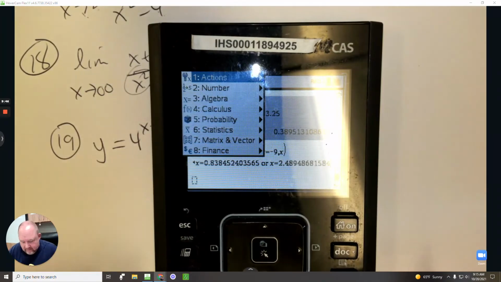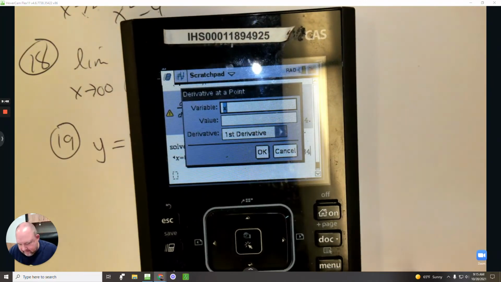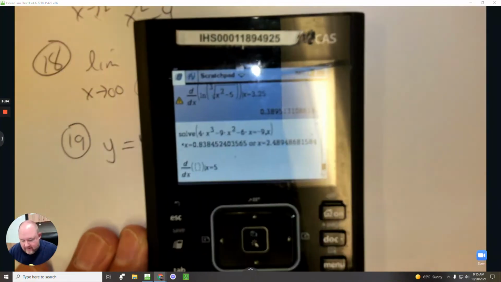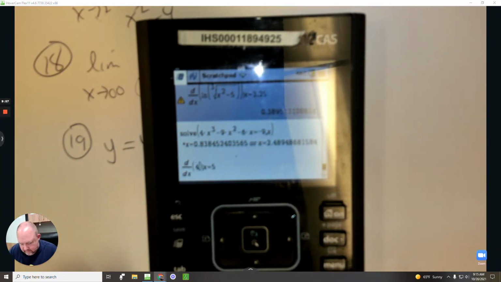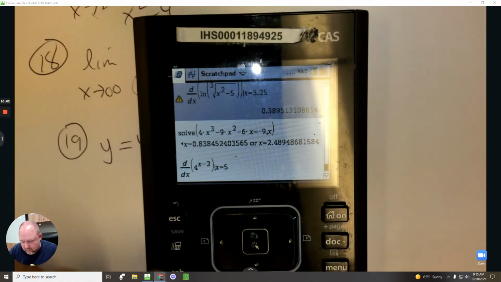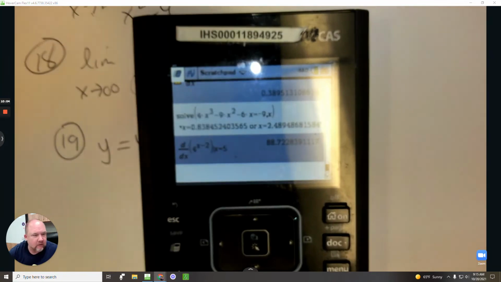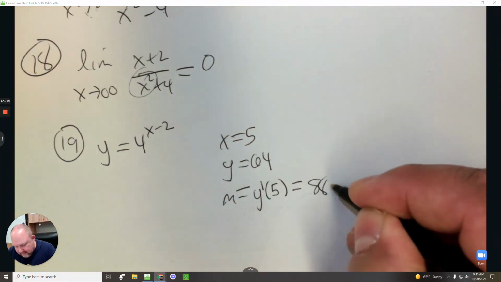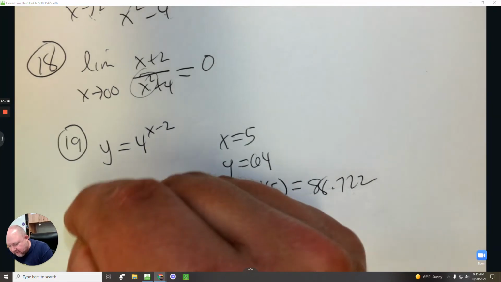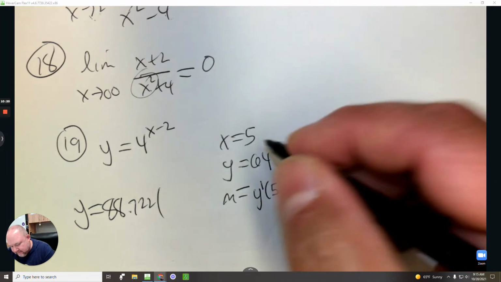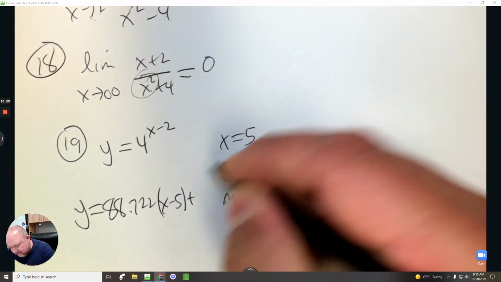So menu, calculus, derivative at a point, and then I type it in. The value's at 5. And then I type it in, 4 to the exponent x subtract 2. Control enter. I get 88.72. Just checking the answer key to make sure I'm on track. Yeah. So you don't need to round. So it's 88.722. And then put it together. It's y equals the slope, 88.722, times x minus 5, plus 64.